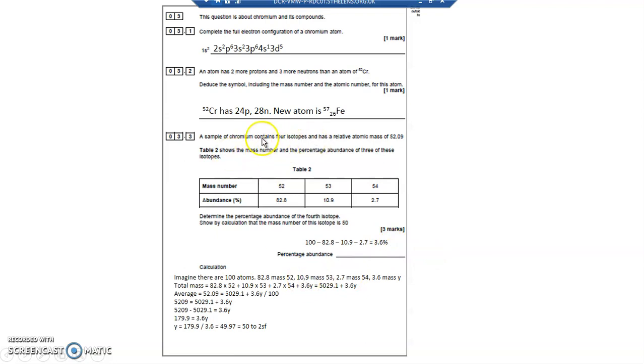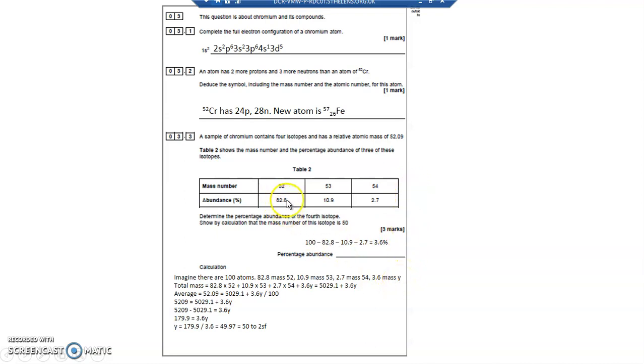Now it's asking for, after the percentage abundance, show by calculation the mass number of this isotope is 50. So we've got to prove that it's 50. Okay, so let's first of all imagine that we had 100 atoms. 82.8 particles out of the 100 have a mass number of 52, 10.9 out of the 100 have a mass number of 53, 2.7 out of the 100 have a mass number of 54, and 3.6 out of the 100 have a mass number that I don't know. I'll call that mass Y.